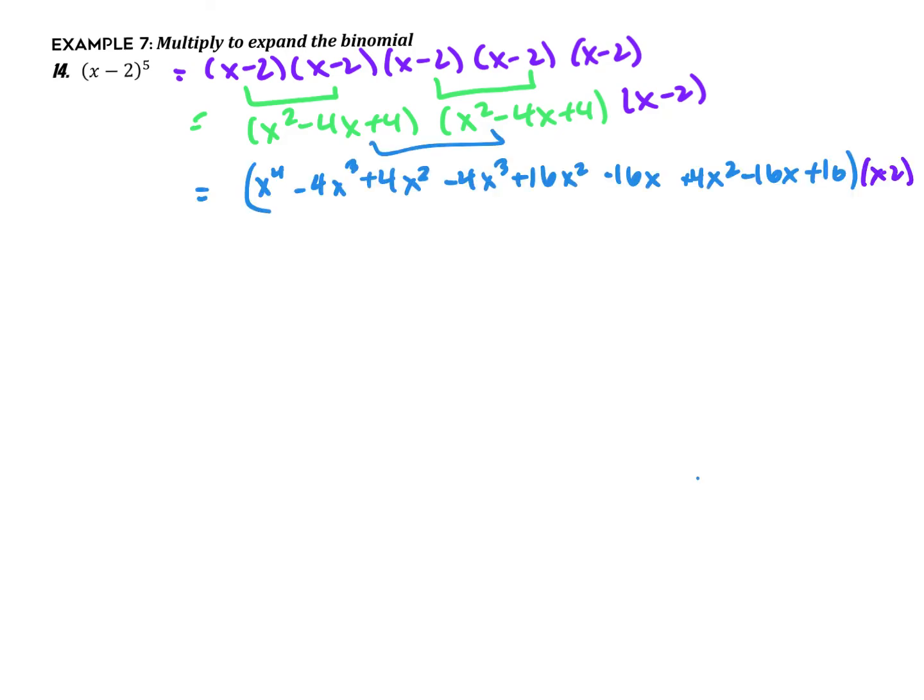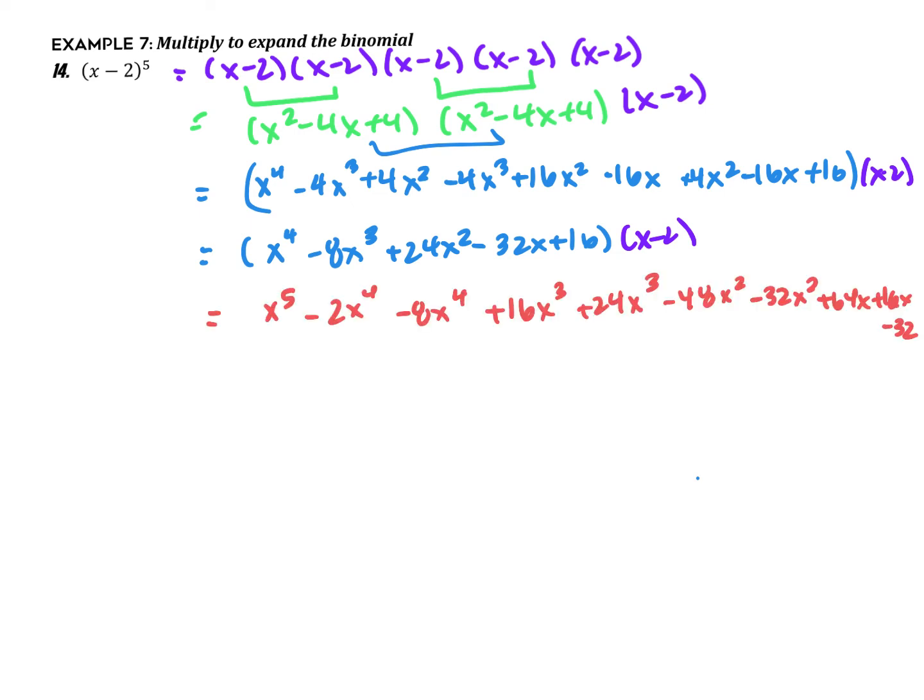So here's my next step. Now I'm going to combine like terms in blue before I multiply the purple. And now I'm going to distribute this 5-term polynomial to my x minus 2. And now I'm going to combine like terms here to get my final simplified expression.